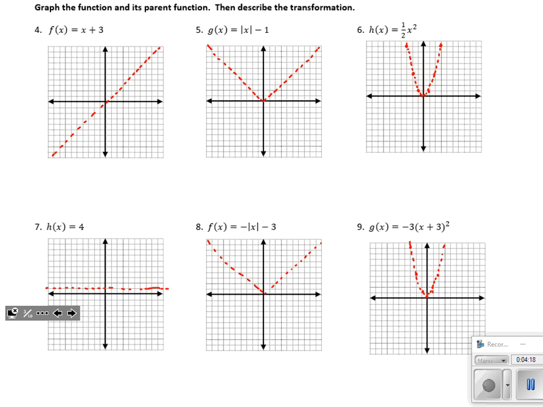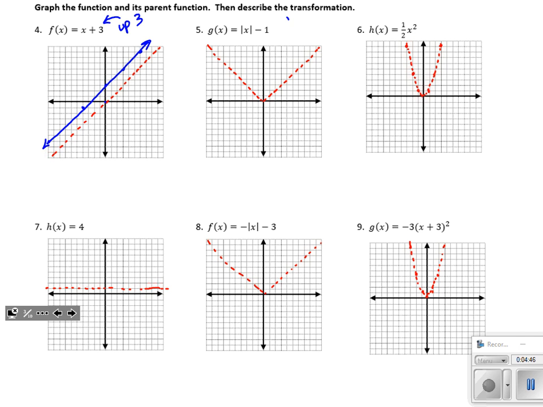So for number 4, this plus 3 is simply telling me up 3 units. So everywhere that I have a point on this graph, if I raise that point 3 units, I will have my new graph. So we'll draw that in, make sure it extends all the way across. If I had a straight edge, I would certainly use it. But here on the smartboard, that is quite an endeavor.